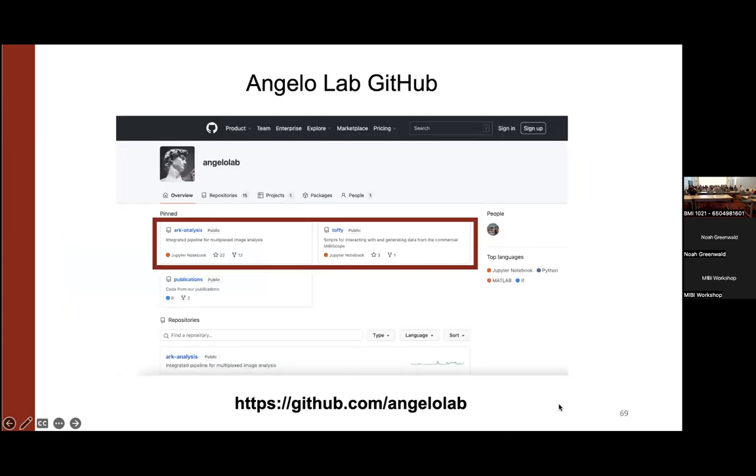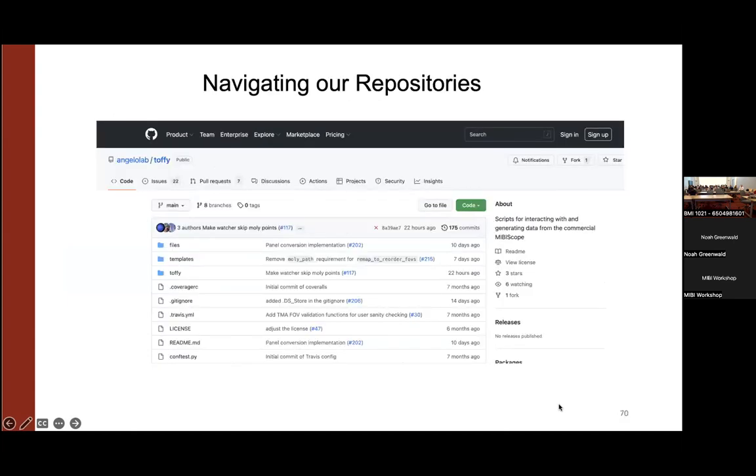Okay, so this is the Ambu Lab GitHub. So you can find all of our code there. The two repositories, like people have mentioned, that you really are going to want to look at are the Talk repository and the Art Analysis repository. If you navigate into one of these, this is what it's going to look like. If you want to look at the code, you can. If you want to look at any open projects we have, you can look at pull requests.